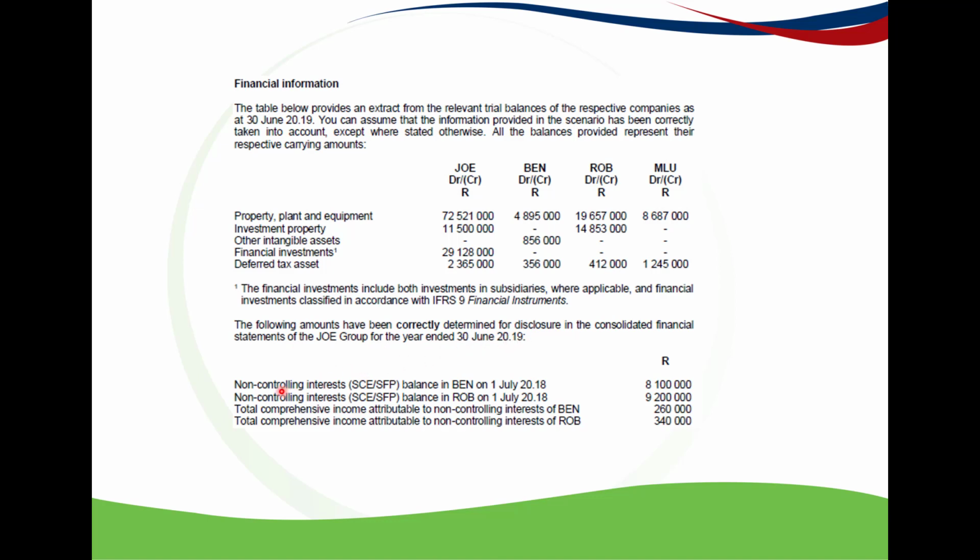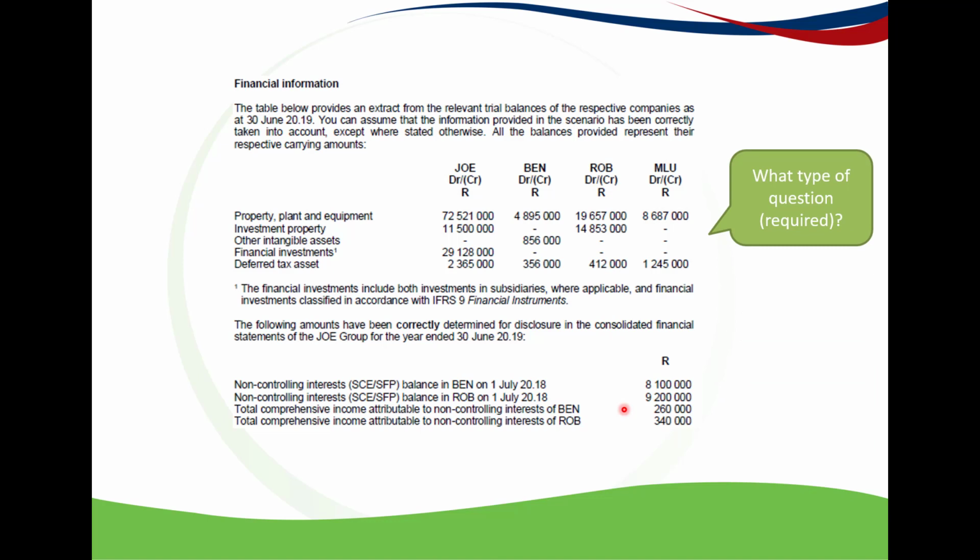And we can see that they've provided us with what is the NCI balance at the beginning of the year for Ben and for Rob, but not for the foreign operation in Mlu. And we can also see that the total comprehensive income, that is the profits and loss plus other comprehensive income, that's attributable to the NCI of Ben and to Rob is also provided, but again, not of Mlu. So at this point, this was then our last bit of information for this question.